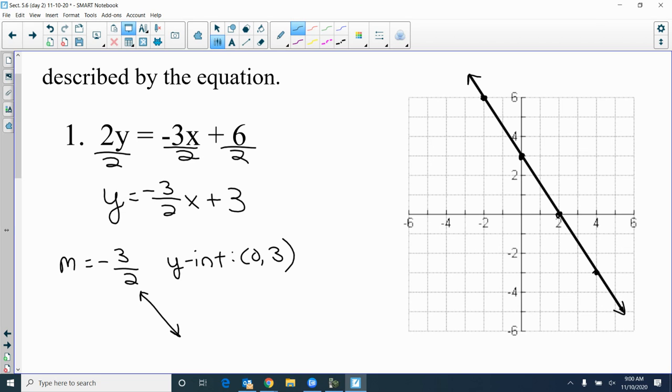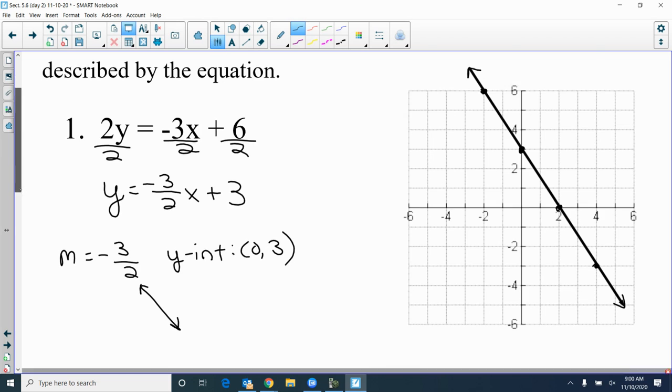Those are all the points that make this equation true that I plug in for either one. So 0, 3 works, 2, 0. This is the point 4, negative 3. If I plug those in, they make those all equal. There's an infinite number of points that make it equal. Those are all the values. But we want to get y by itself first before we graph it.